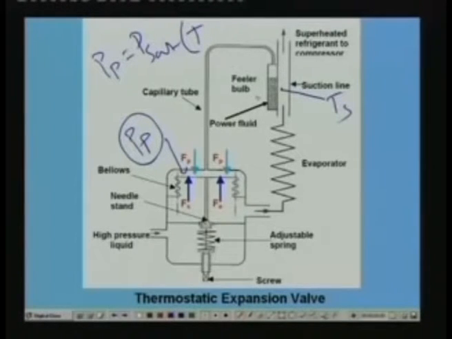If you are assuming that there is a perfect thermal contact between the feeler bulb and the refrigerant tubing, then the temperature inside the feeler bulb will be same as the temperature inside the refrigerant tubing. Okay, that means this feeler bulb temperature also will be Ts. And if you have a two-phase fluid inside the feeler bulb, then the pressure exerted by the power fluid is nothing but saturated pressure at this temperature, that is P sat at Ts.